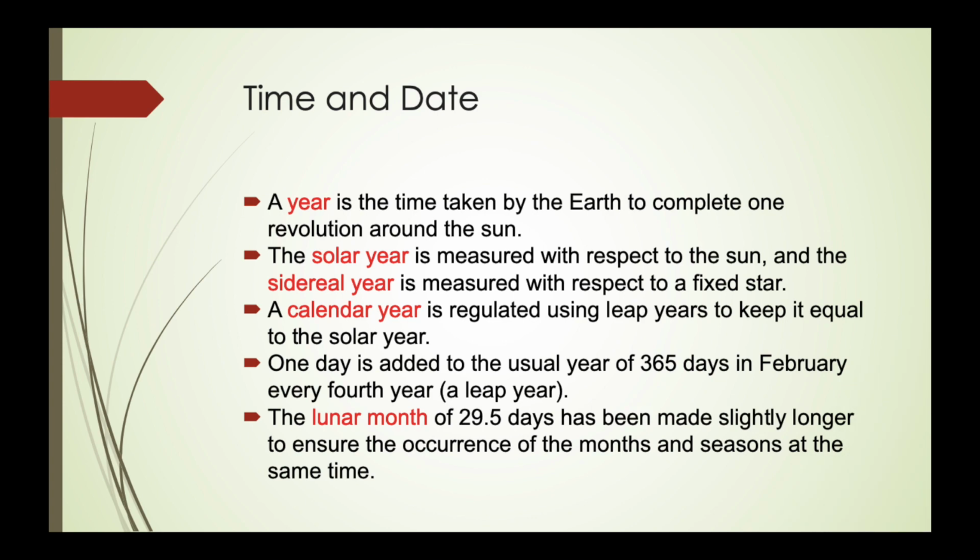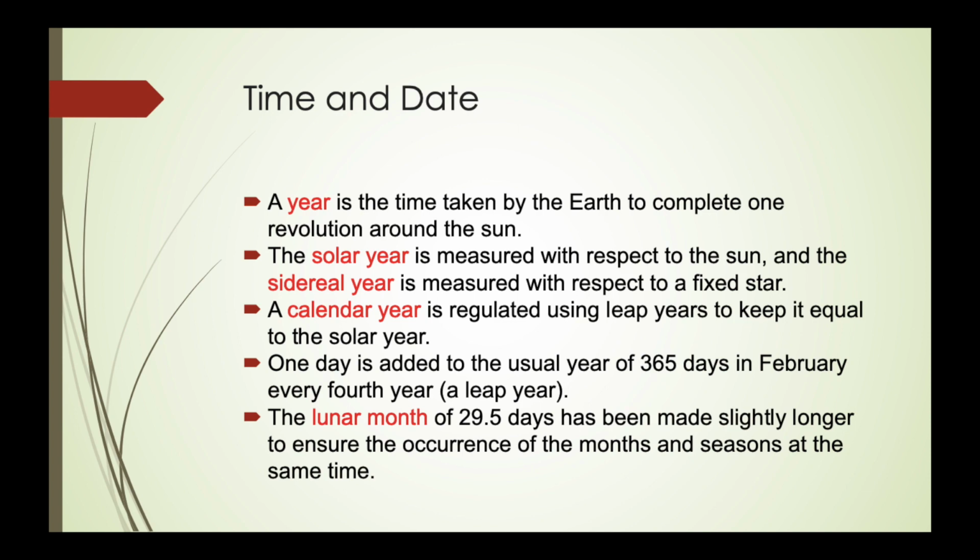A year is the time taken by the Earth to complete one revolution around the Sun. The solar year is measured with respect to the Sun, and the sidereal year is measured with respect to a fixed star. A calendar year is regulated using leap years to keep it equal to the solar year. One day is added to the usual year of 365 days in February every fourth year, a leap year.